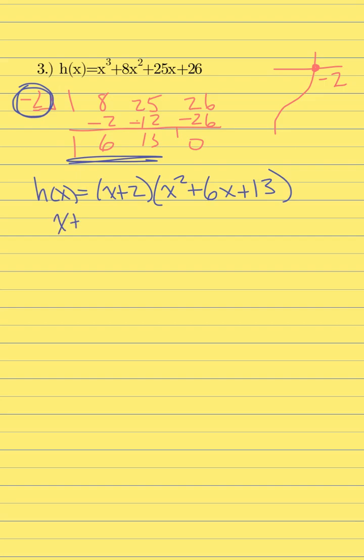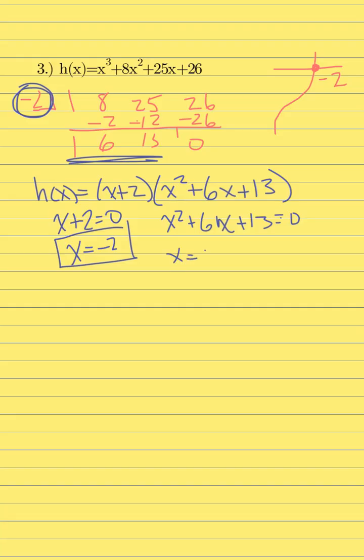So obviously if x plus 2 is equal to 0, that gives us our first solution. X is negative 2. Now for the second one, if we take that x squared plus 6x plus 13 and set it equal to 0, it's not going to be nice. If it was, we would have seen it on the graph. So we have to use the quadratic formula.